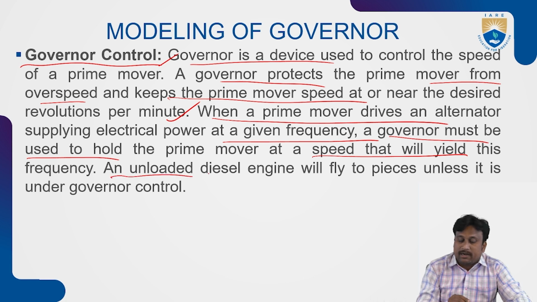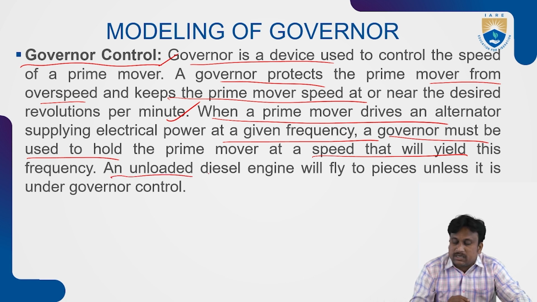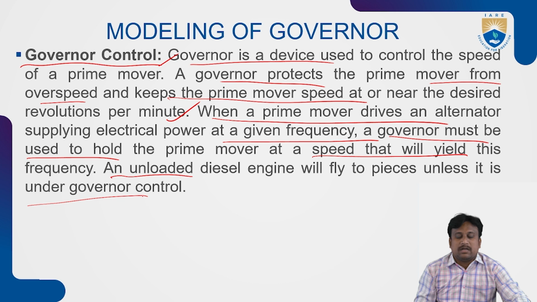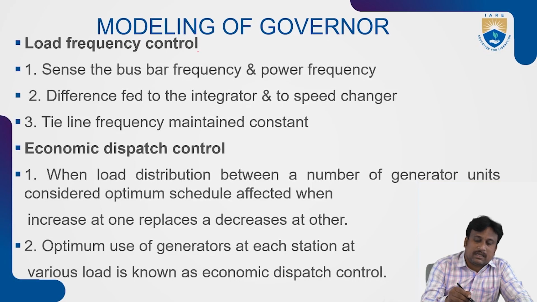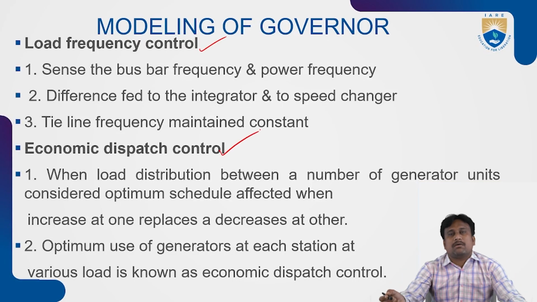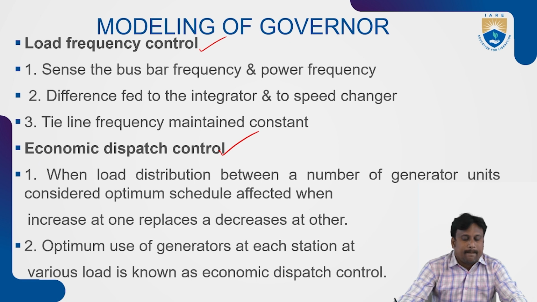So an unloaded diesel engine will fly to pieces unless it is under governor control action. Likewise, governor control is ready to operate for the desired frequency levels. Here are some other control mechanisms, called load frequency control and economic dispatch control. So what is load frequency control?